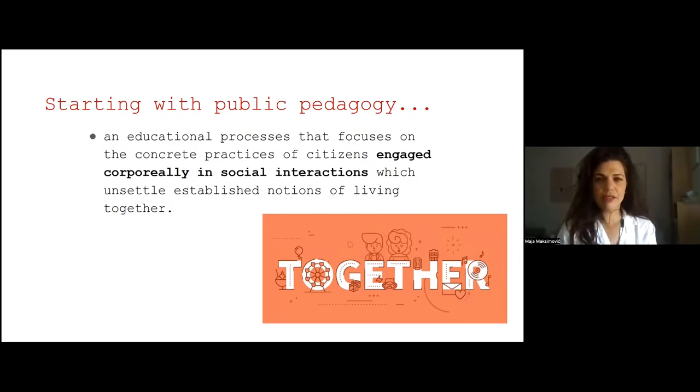We started, usually in this course, with the idea of public pedagogy, which is an educational process that focuses on the concrete practices of citizens engaged corporeally in social interactions which unsettle established notions of living together. And what I emphasize here is to be engaged corporeally in social interactions, which was very challenging during the pandemic.